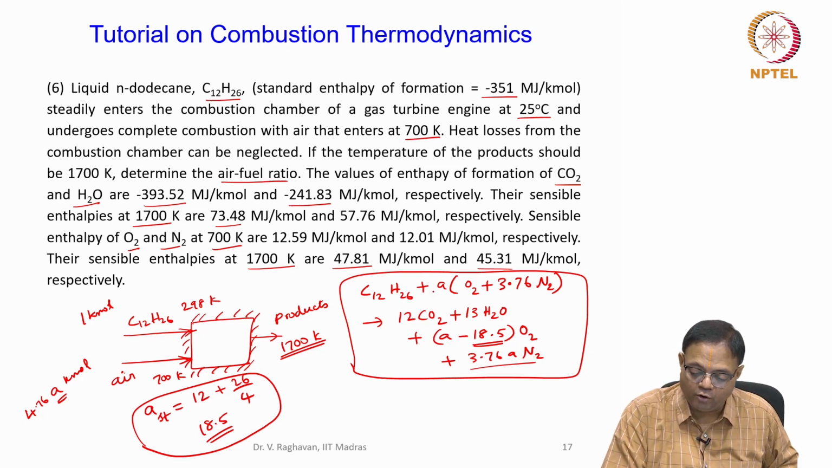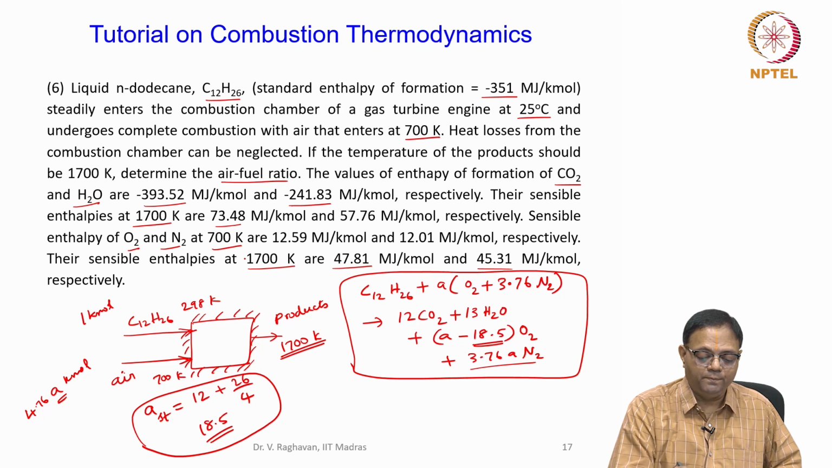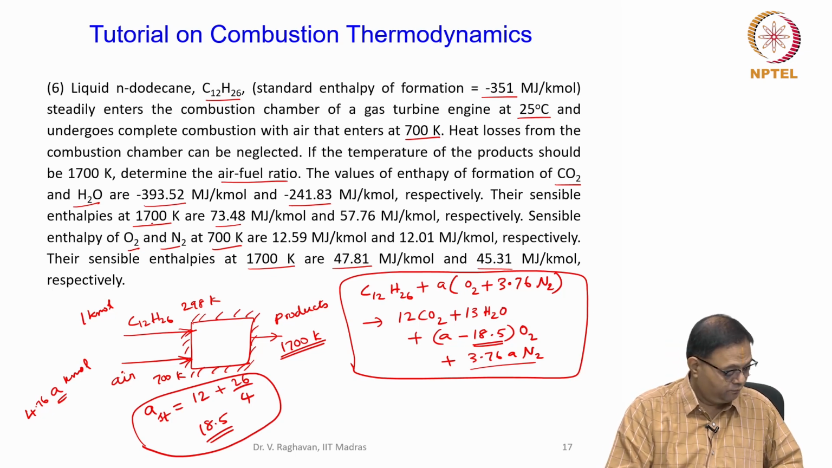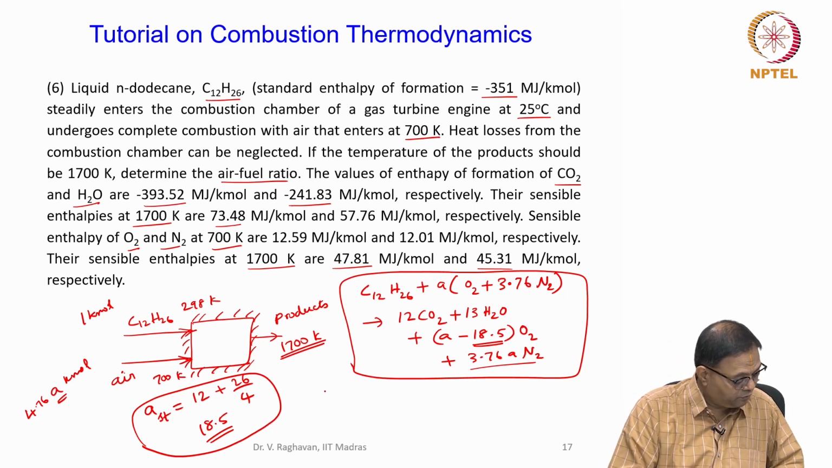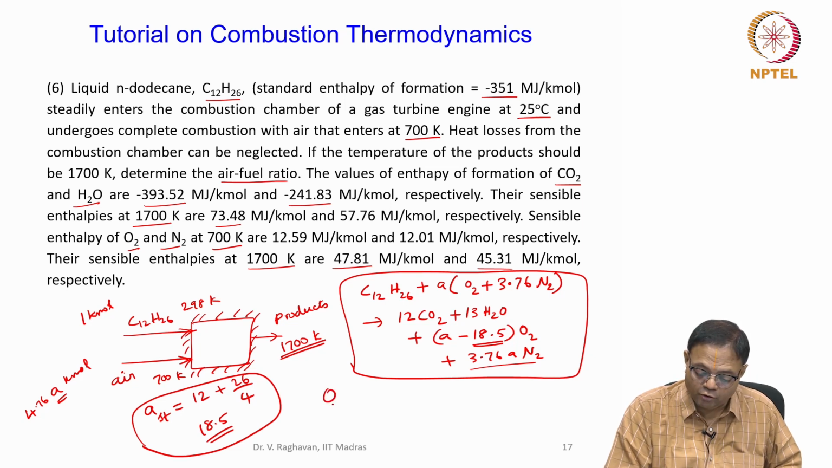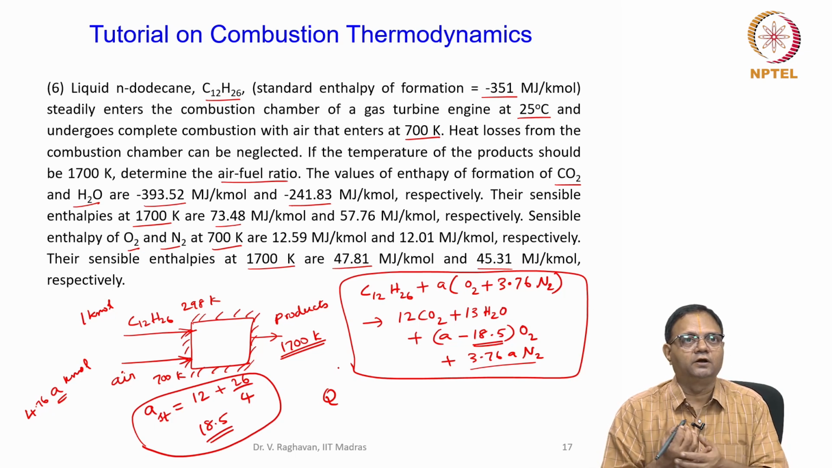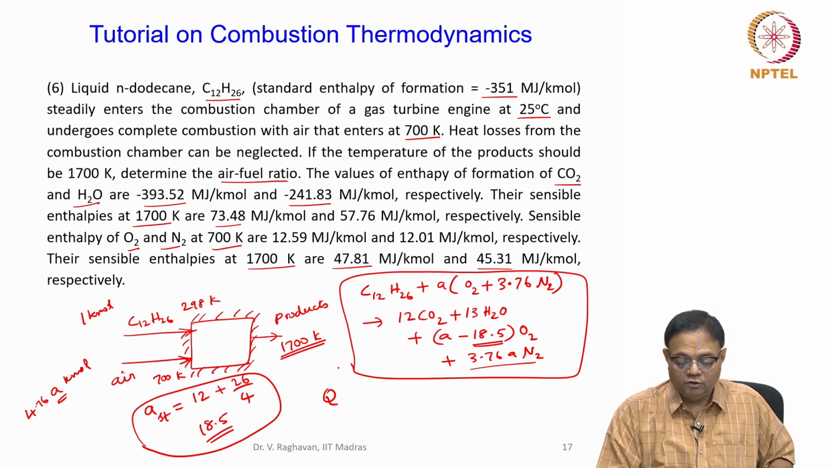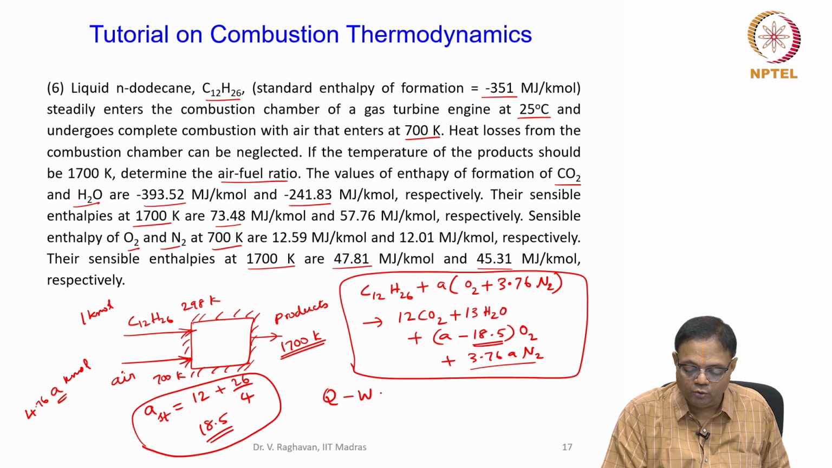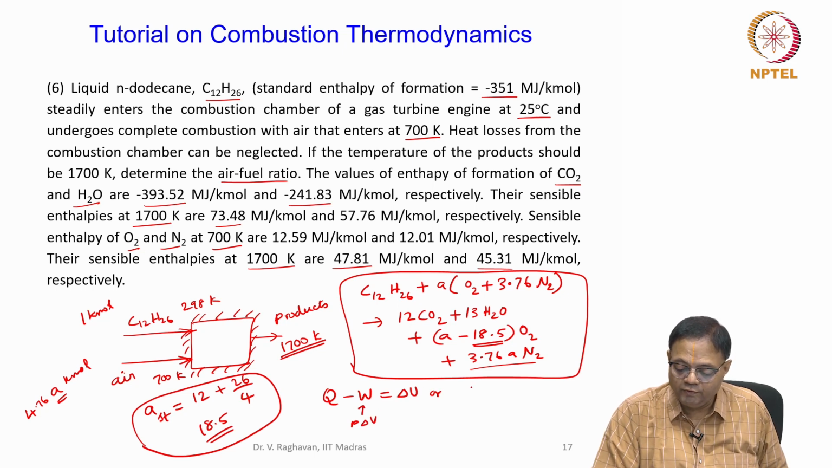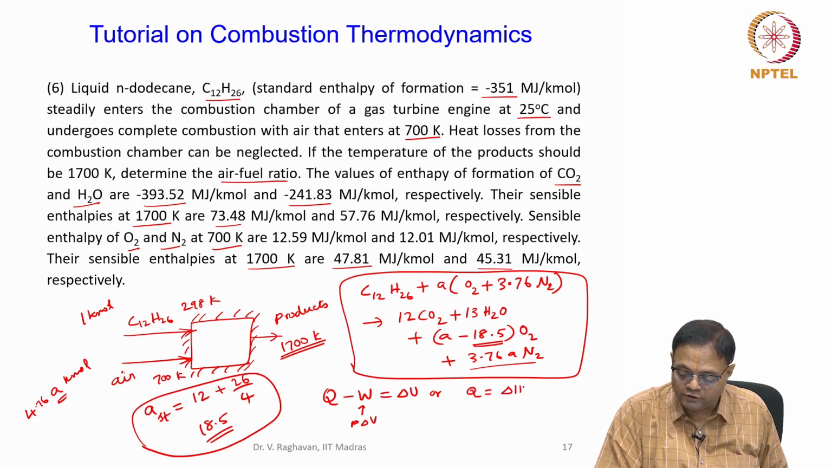So, I have to find the value of A if the temperature has to be 1700. So, if I write the first law, now for the flow process we can assume that the pressure is constant. So, I can say Q minus W equal to delta U, where W is nothing but P dV work, P delta V work. So, we can write Q will be equal to delta H, equal to the enthalpy of products minus the enthalpy of reactants.